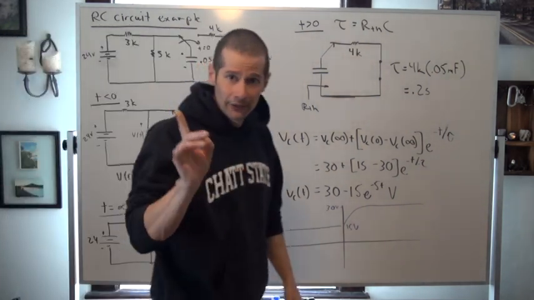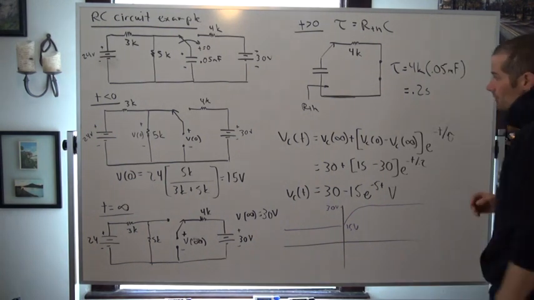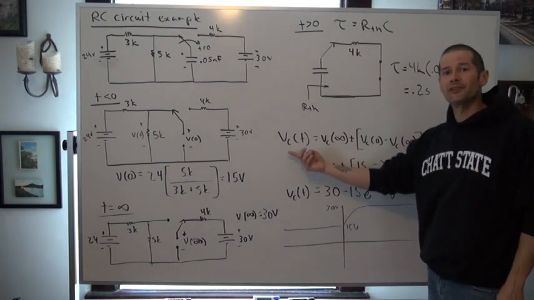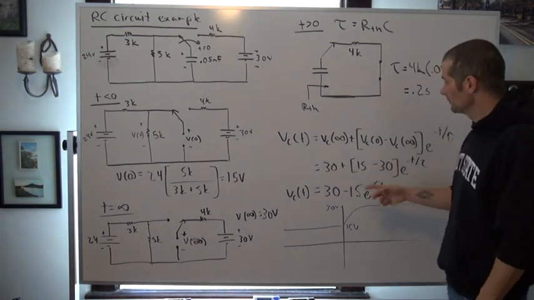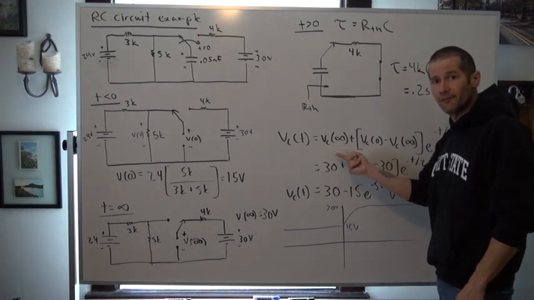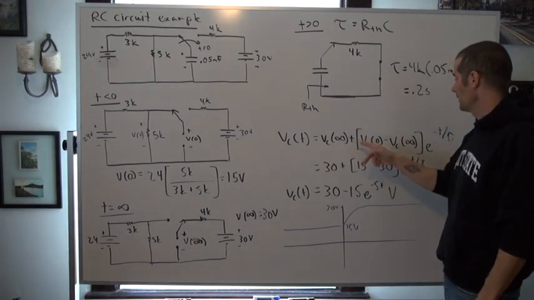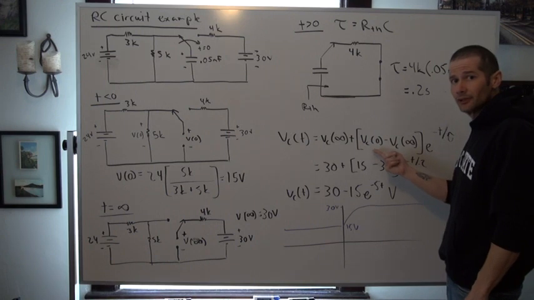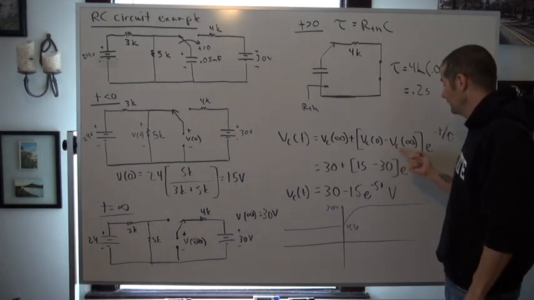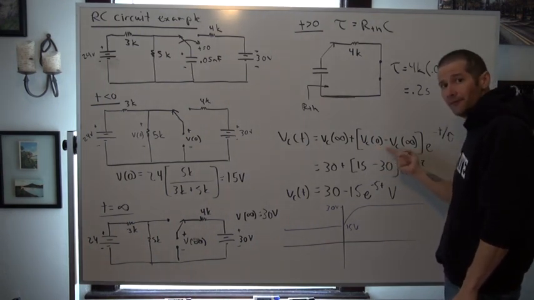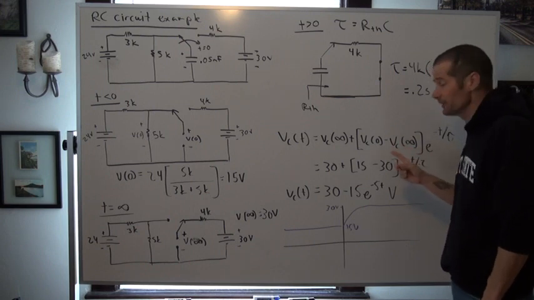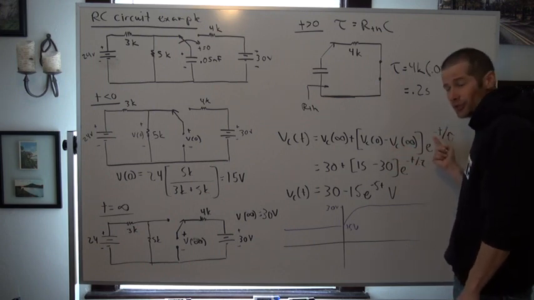If we go back to the form of the solution of the differential equation, Vc of t is actually equal to V infinity, which is the final solution, and then plus Vc naught, the initial condition, minus the final condition, and that forms actually the coefficient for that exponential portion.